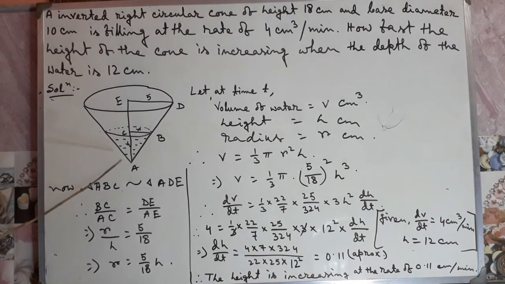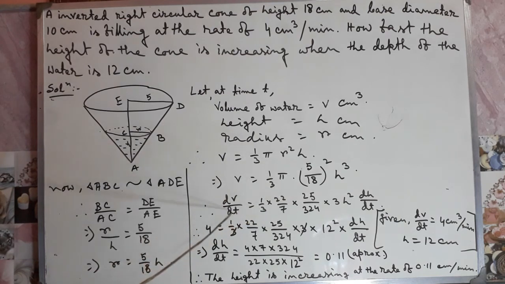Now you see in this, triangle ABC and triangle ADE are similar triangles. So the ratio of their corresponding sides are equal, that is BC by AC is equal to DE by AE. BC is r centimeters, AC is h centimeters, and DE, the diameter, is given as 10 centimeters, so the radius is 5 centimeters, and the height of the cone is given as 18 centimeters. So r by h is equal to 5 by 18, that is r is equal to 5 by 18 into h. Putting the value of r in this equation, we will get this expression.